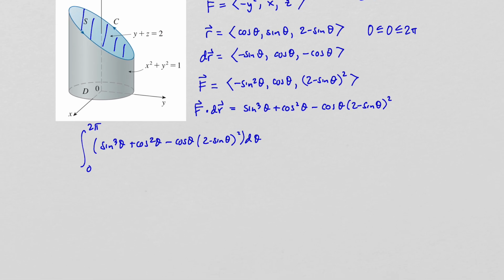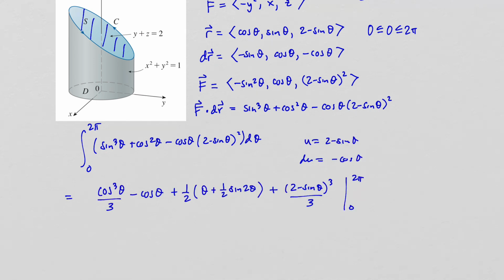We're going to need a u substitution here, a half angle identity here, and then a second u substitution here. We'll just let u equal 2 minus sine theta. Let's go ahead and perform all those off camera and we'll come back right now. Okay, so there is the antiderivative. Now we just need to plug in 2 pi and 0 and subtract.